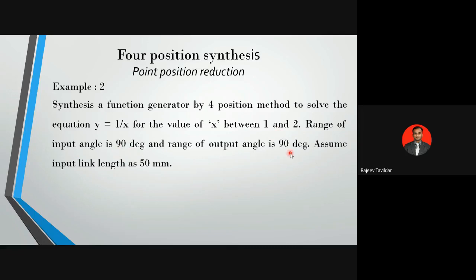And also they have given us what we are supposed to assume here, that is the input link length. It is to be assumed as 50 mm. This is only an assumption, and since they have already given it to us, we all will be having the same answer here. It's not that all will have a unique answer; all will have the same answer because the assumption is already given. So we'll start this problem as usual.